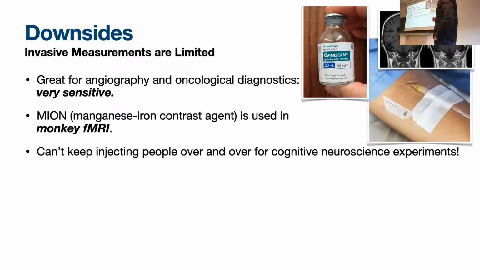But as you can guess, in the case of both gadolinium and this iron oxide, you can't just keep injecting people, right? That is just not what you do, because that's what you would want to do for these cognitive neuroscience experiments. They don't serve a clinical purpose. There's no real upside for the individual to these types of things. You can't keep doing that.